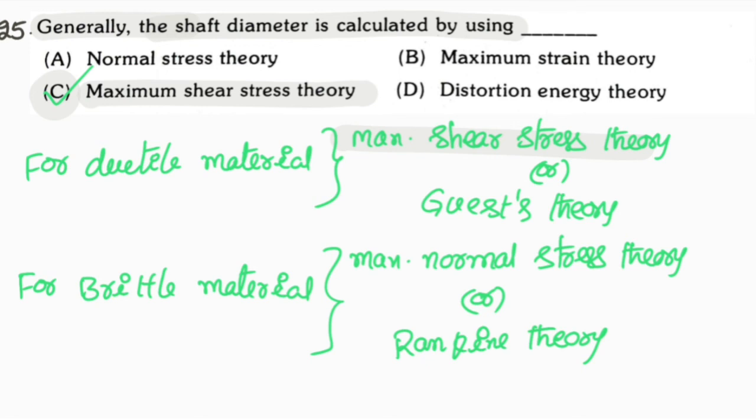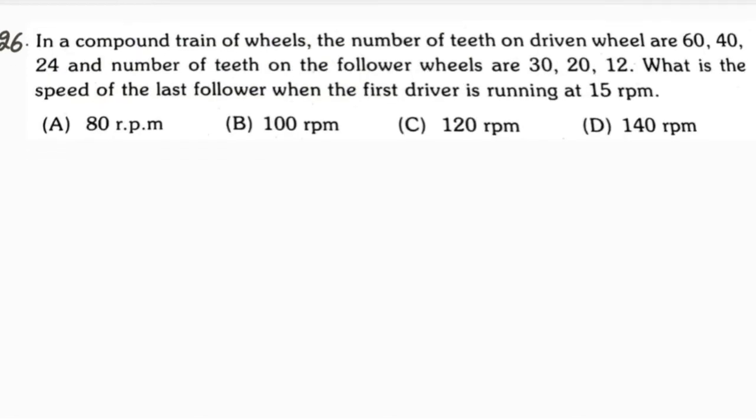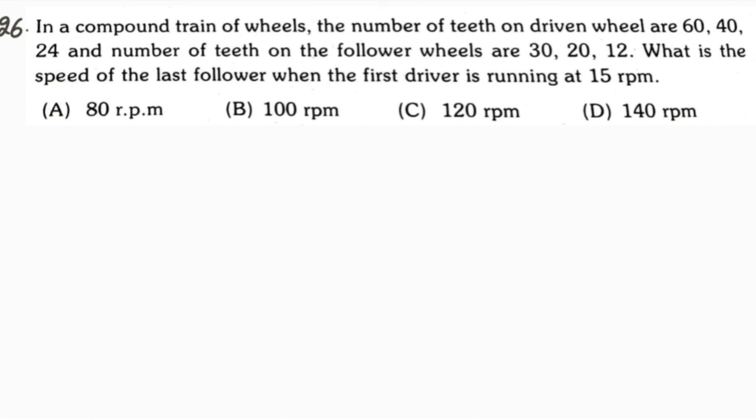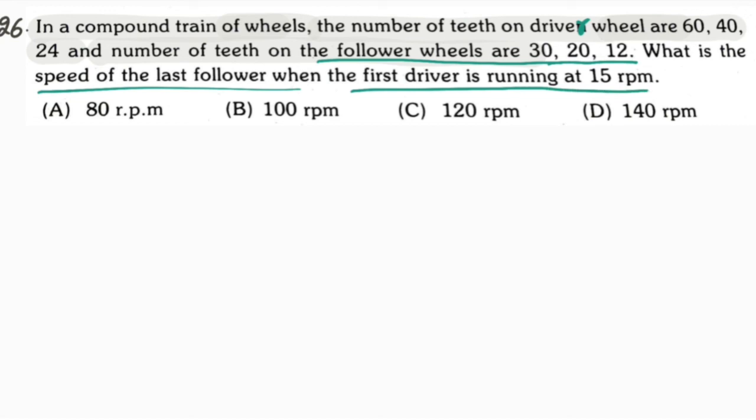Let us take another problem. Look at the 26th problem. In a compound train of wheels, the number of teeth on the driver wheels are 60, 40 and 24. The number of teeth on the follower wheels are 30, 20 and 12. What is the speed of the last follower when the first driver is running at 15 rpm?